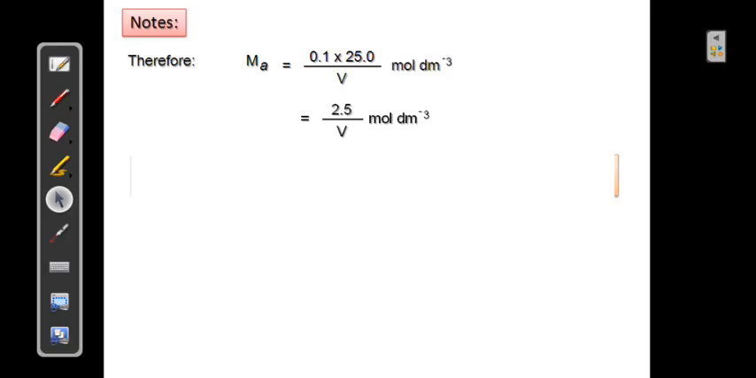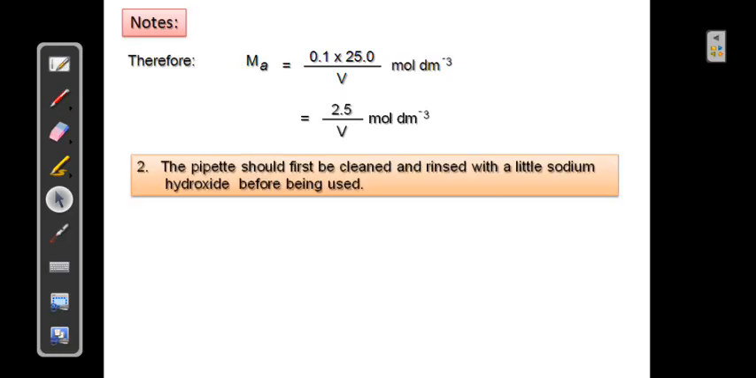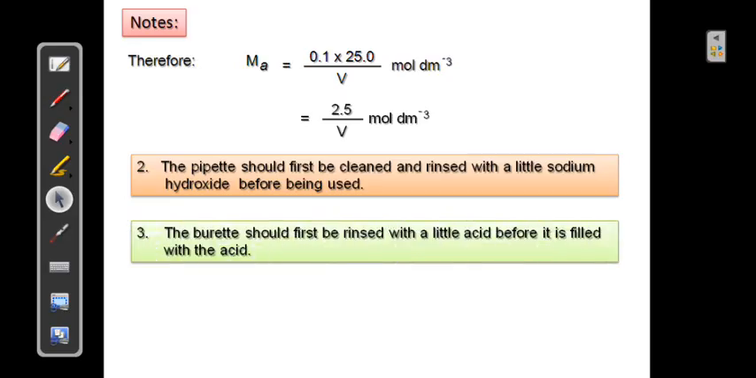Now number 2, the pipette should first be cleaned and rinsed with a little sodium hydroxide before being used. This is to ensure that there is no contamination in the pipette. That is to be accurate. And likewise, the burette should first be rinsed with a little acid before it's filled with the acid.